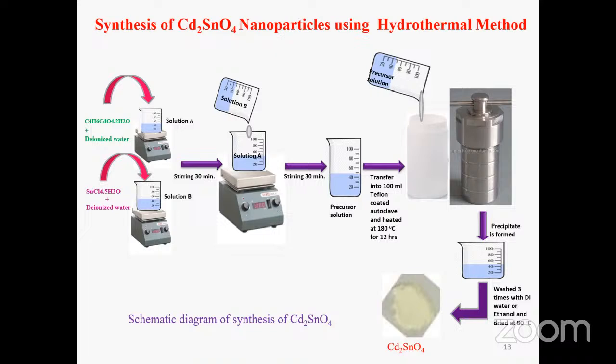Then the solution is transferred to an autoclave, which is placed in a hot air oven for 12 hours at 180 degrees centigrade. Then after allowing it to cool down to room temperature, it was washed 3 times with doubly deionized water along with ethanol, dried at 80 degrees centigrade, and ground to a powder, which is now Cd2SnO4. And the same procedure is used for CuBi2O4 synthesis. In the place of cadmium acetate, we used copper nitrate, and in place of tin chloride pentahydrate, we used bismuth nitrate, and everything else is the same.